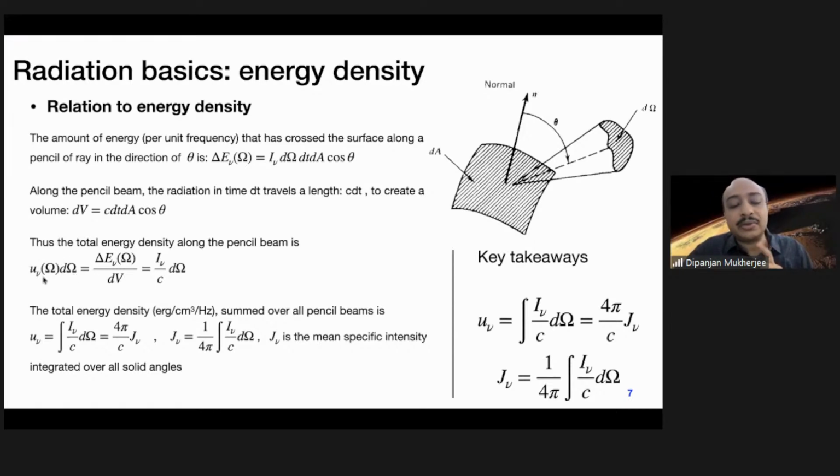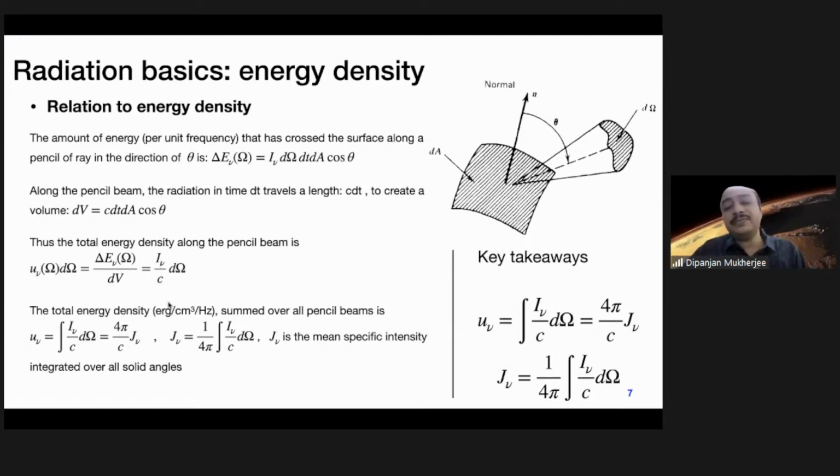So U omega d omega. This is not the full energy density, because all we have done is calculated the energy that is going along a pencil beam along a given direction, which follows this definition of the I. So the energy density along that particular pencil beam, which is U nu omega d omega, this is a function of solid angle because it's a function of direction, is I nu by c d omega. So the energy density as a function of direction, at a given location, is related to the intensity as U omega is I nu by c.